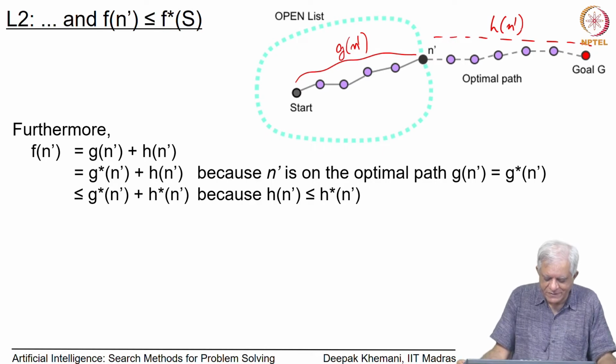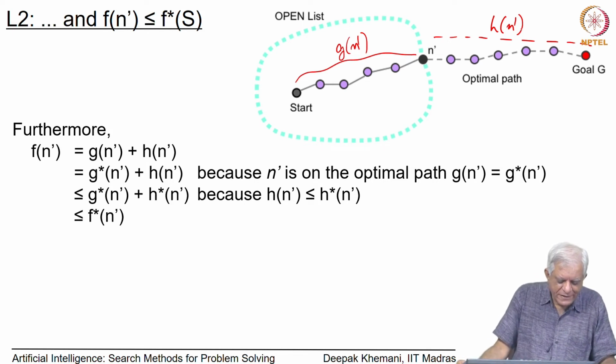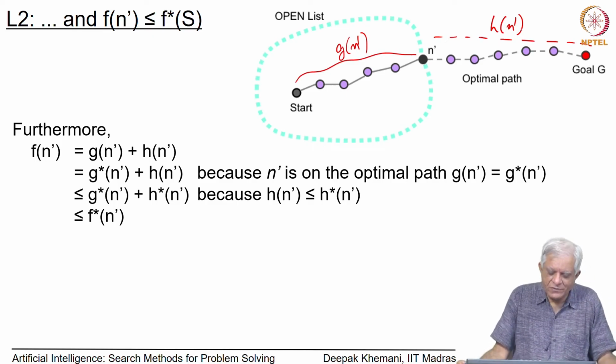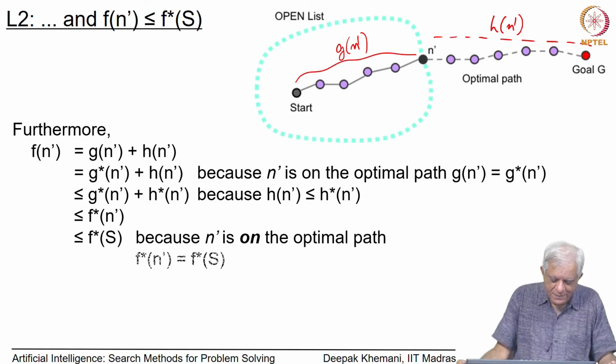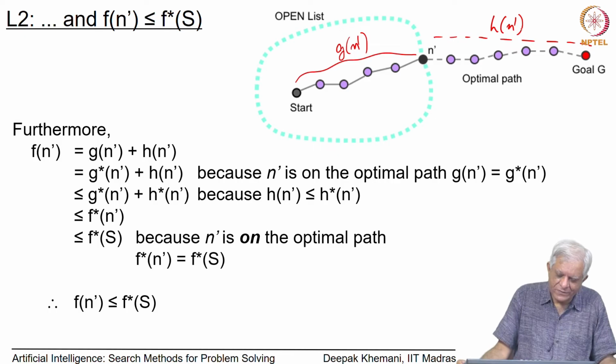So, we can replace h of n prime by h star of n prime and replace the equality sign by the inequality sign, and now we can say that f of n prime is less than or equal to g star of n prime plus h star of n prime, which means that f of n prime is less than or equal to f star of n prime by definition of f star of n prime. But because again n prime is on the optimal path, this cost f star of n prime must be f star of s, which I again repeat because it is on the optimal path. Therefore, its cost must be the optimal cost, which is f star of s.